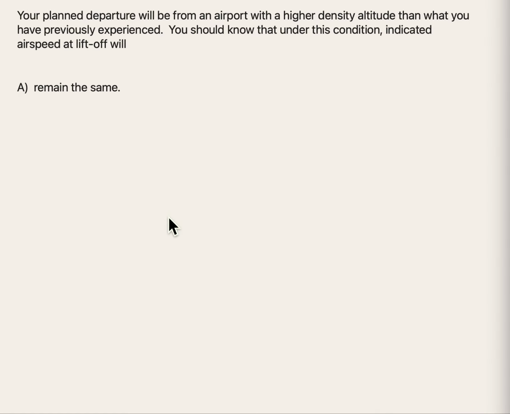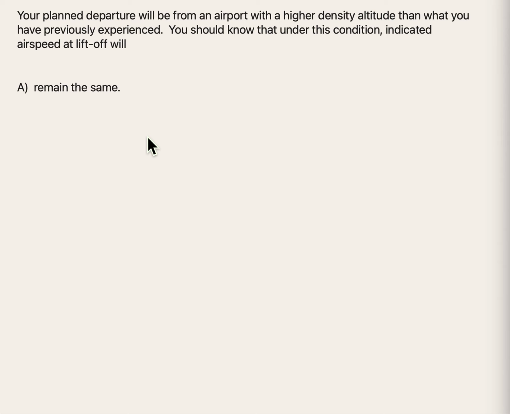Your planned departure will be from an airport with a higher density altitude than what you had previously experienced. You should know that under this condition, indicated airspeed at liftoff will remain the same. So the explanation for this question: takeoff, landing, and stall speeds listed in the POH are indicated airspeeds and do not normally vary with altitude or temperature. At higher elevation, at any given airspeed, the aircraft's true airspeed is higher than at a lower altitude.